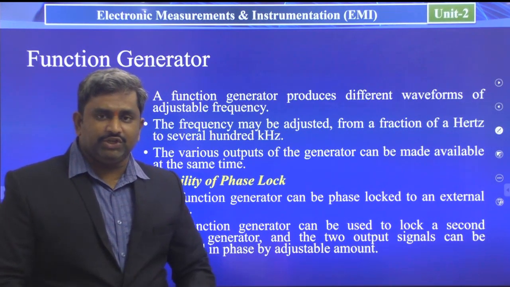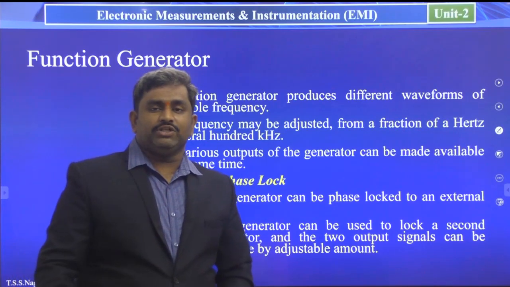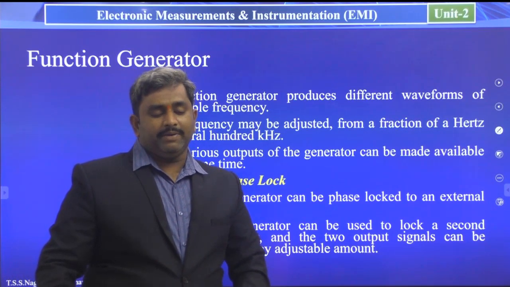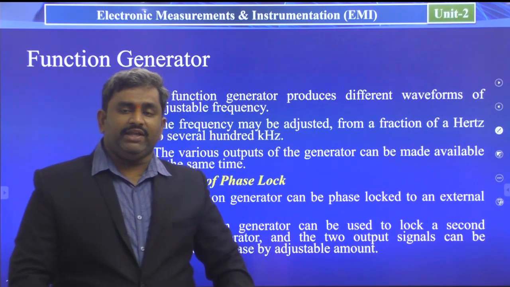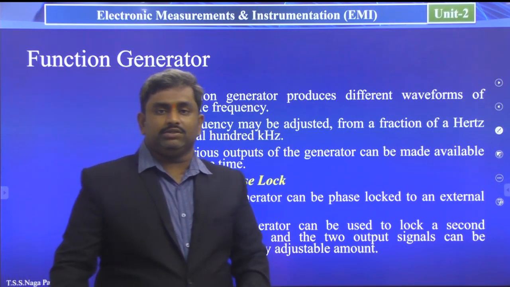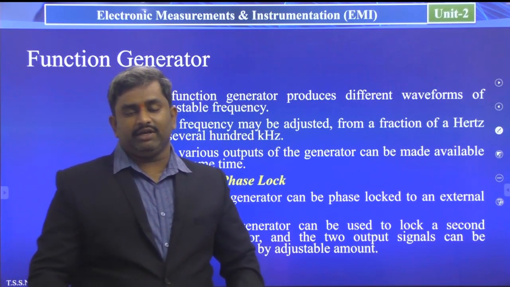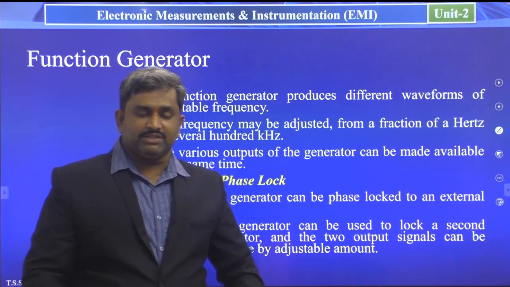Different types of function generators are available in the market, up to 5 megahertz. Presently, a 1 megahertz function generator costs nearly 5,000 to 8,000 rupees in the market, and a 5 megahertz function generator costs nearly 22,000 to 28,000 rupees.